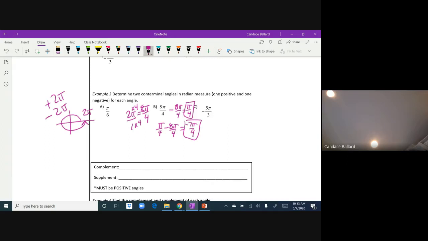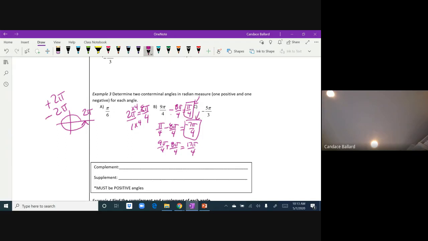Those are not the only ones. I could have chosen to, instead of subtracting here, add 8 pi over 4, which would have gotten me 17 pi over 4, and that's another positive coterminal angle. The downside is I would have had to do this anyway to get to my negative one. I'd have to subtract more than one time.